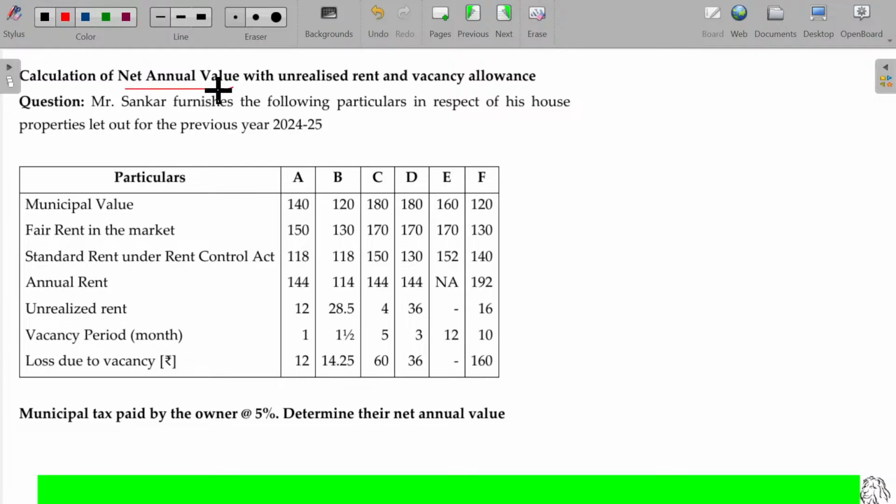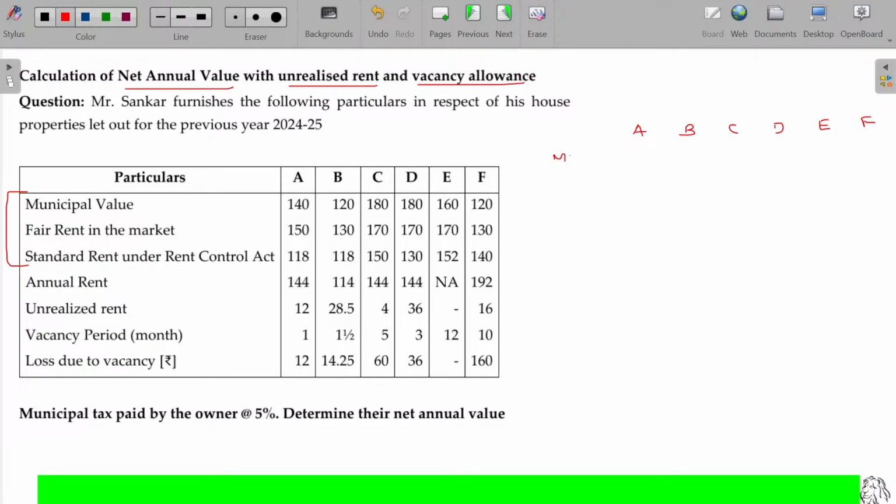Calculation of net annual value, NAV. Apart from that, we have been given unrealized rent and vacancy allowance also, both. Market value, fair value, and standard rent. These three are very important for finding the expected rent. So, A, B, C, D, E, and finally F.